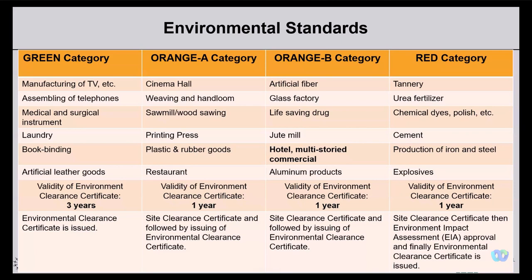And the Orange B category will also have an environmental clearance certificate for 1 year, and it will also require site clearance and environmental clearance. The only difference is which category harms the environment more or less. That's the only difference between these two categories. And the red category will also have an environmental clearance certificate for 1 year, but it will require one more environmental study on top of site clearance and environmental clearance. Along with that, you will have to conduct an environmental impact assessment, which you know as EIA.